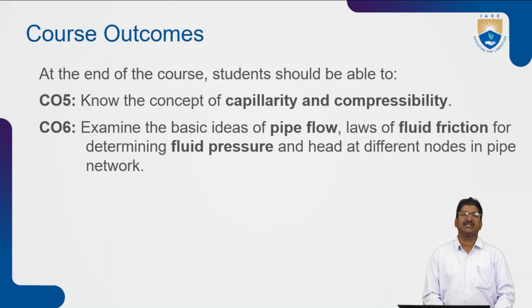So course outcome 6 is the pipe flow, frictional losses. That means whenever fluid is flowing in the pipe, there will be frictional losses or energy losses. The inside surface of the pipe material and the fluid surface will have frictional forces while flowing. Because of that, frictional losses will occur. That means energy will be lost if the fluid is flowing from one point to another point. So that is course outcome 6.